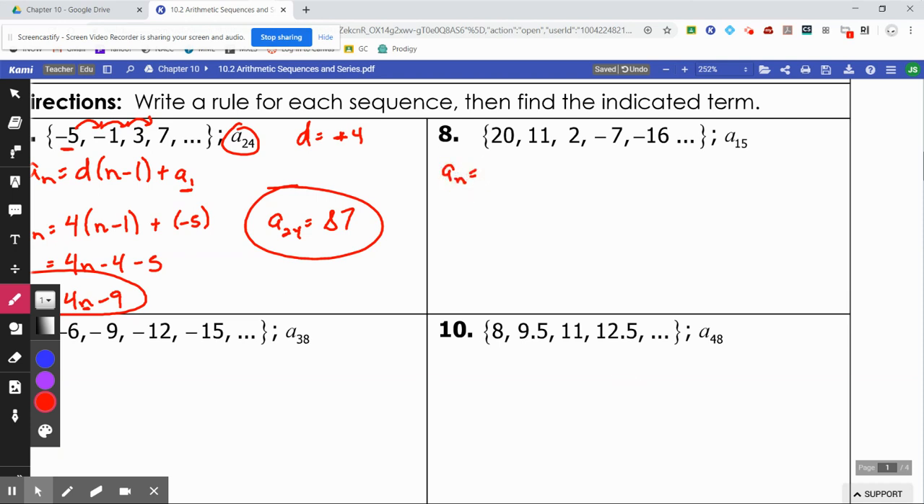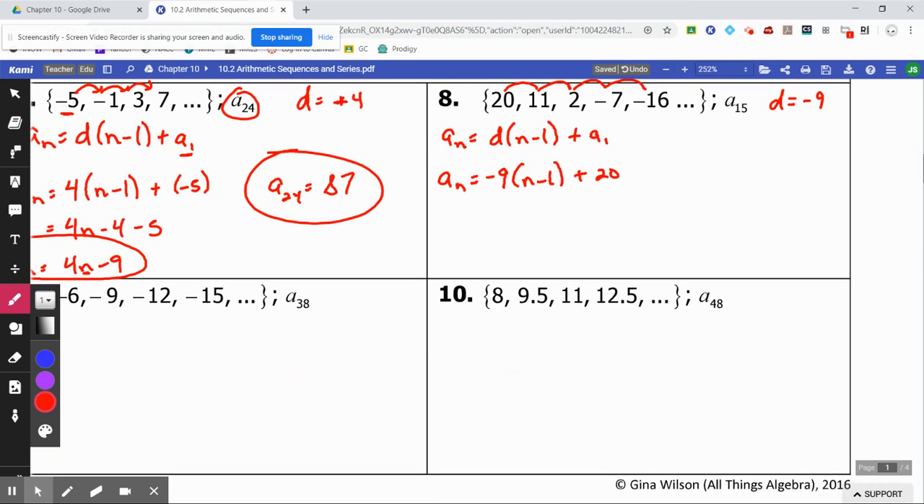A sub n is equal to d times n minus 1 plus the first term. We're going down 9, down 9, down 9, down 9. So since we're going down 9, the common difference will be a -9. So my formula, a sub n is equal to -9 times n minus 1 plus your first term. That would be -9n plus 9 plus 20. So a sub n would equal -9n plus 29.